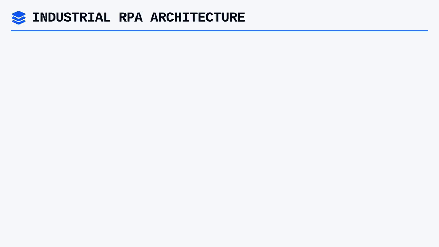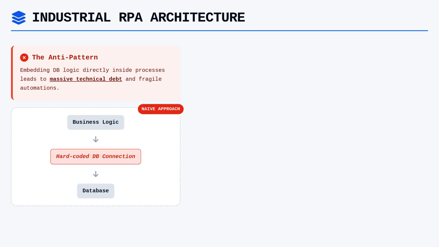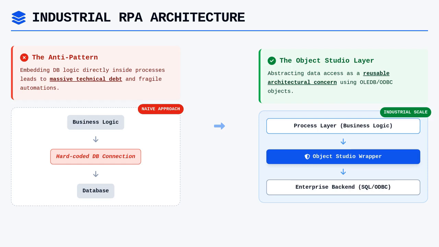When we approach industrial-scale RPA, the naive practice of embedding database connection logic directly inside a process is a recipe for technical debt. Instead, we must treat data access as a distinct, reusable architectural concern that resides within the Object Studio layer, separated from the business logic.